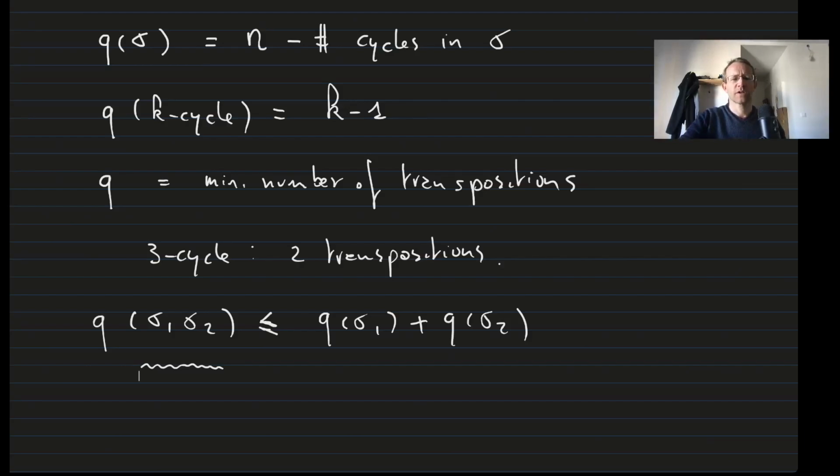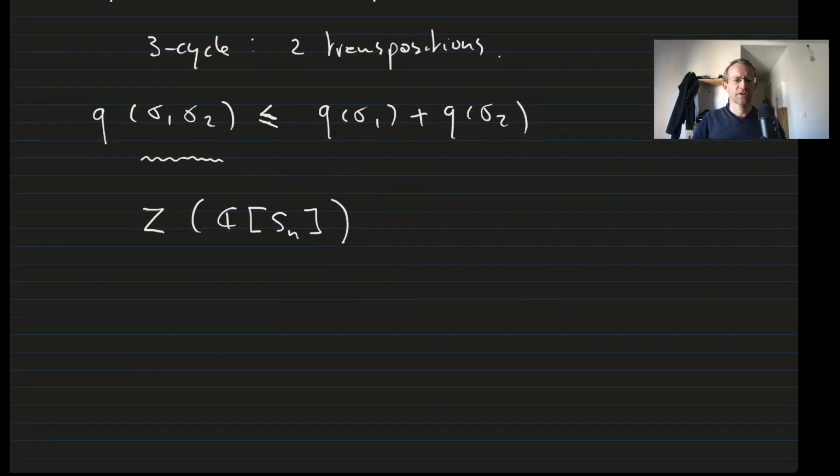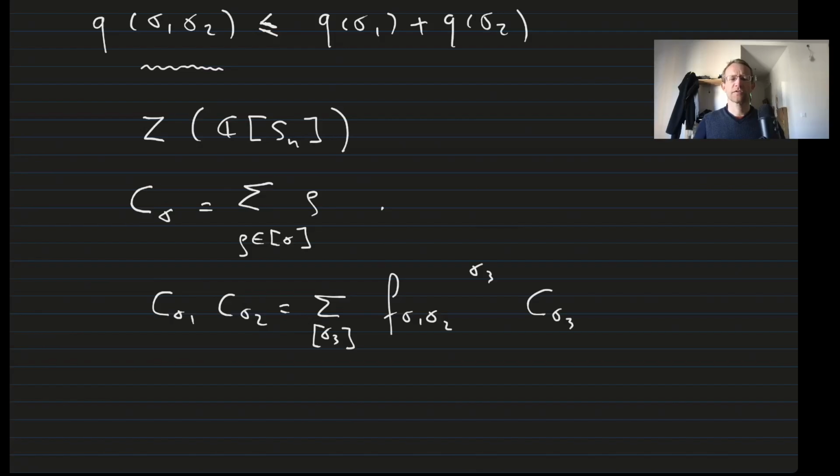Let's now consider a subalgebra of the symmetric group algebra, which is the center of the symmetric group algebra. The center is generated by conjugacy class sums. So we define conjugacy class sums, which are nothing but the sum of all elements rho which sit in the same conjugacy class as sigma. We sum them with coefficient 1. The conjugacy class sums satisfy the conjugacy class algebra, which can be denoted as follows. It has structure constants f, sigma 1, sigma 2, sigma 3.